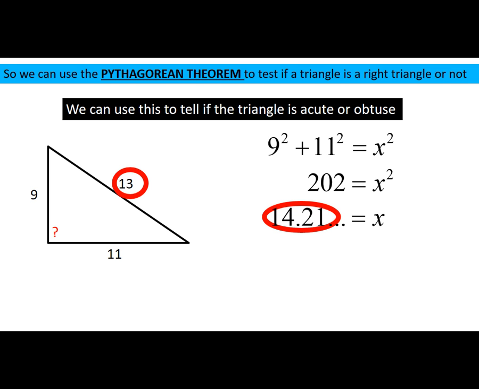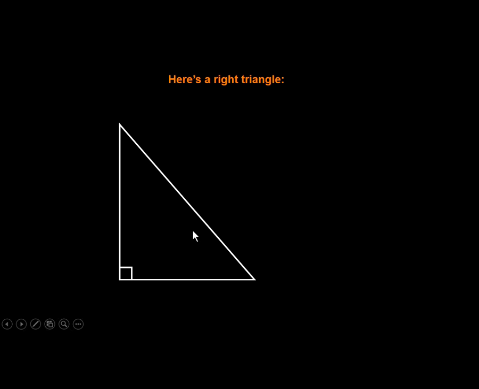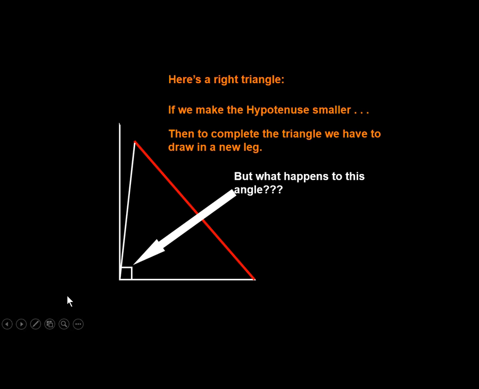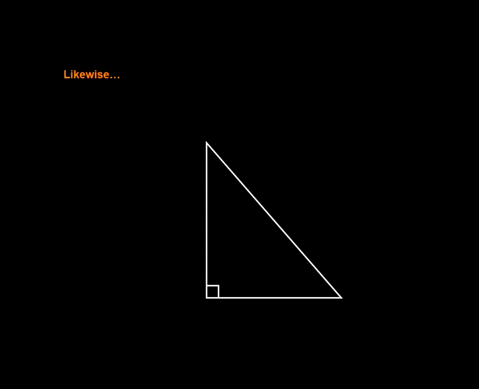What happens to a triangle if we make the hypotenuse too small? Well, we start with a right triangle, and now I'm going to take that hypotenuse and just shorten it up a little bit. In order to complete this triangle without changing the lengths of the sides, we have to bend this one side in a little bit. But by doing that, we make this angle a little bit smaller. So when the hypotenuse ends up being too small, we lose our right angle. It becomes an acute angle. So if the hypotenuse is too small, we have an acute triangle.